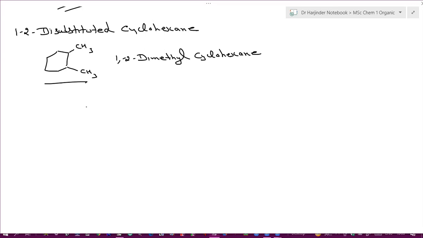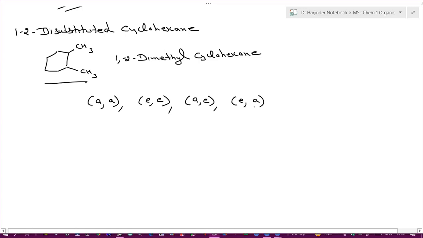Both may be axial, both may be at the equatorial position, or one axial and one equatorial, or one equatorial and another axial. So these 4 combinations are there. Both groups may be at the axial position. Both groups may be at the equatorial position. One axial and another equatorial, and another equatorial and axial. Which one will be most stable?